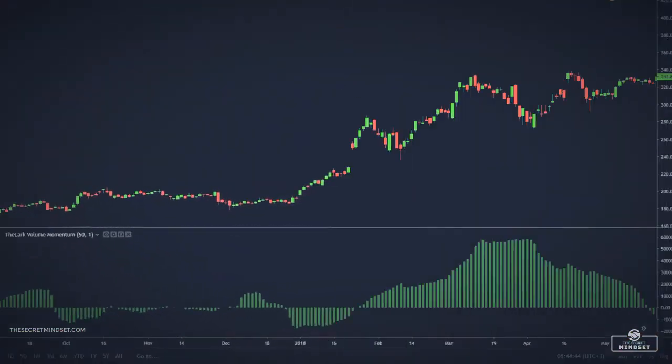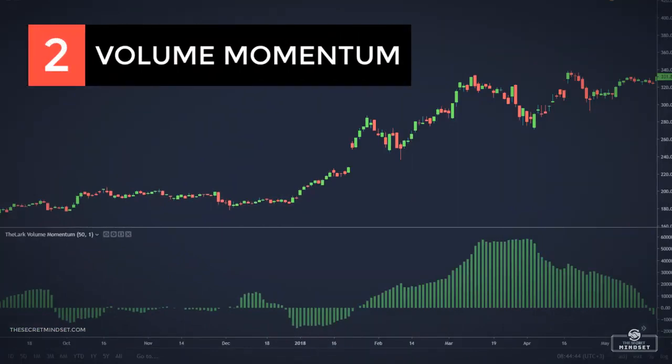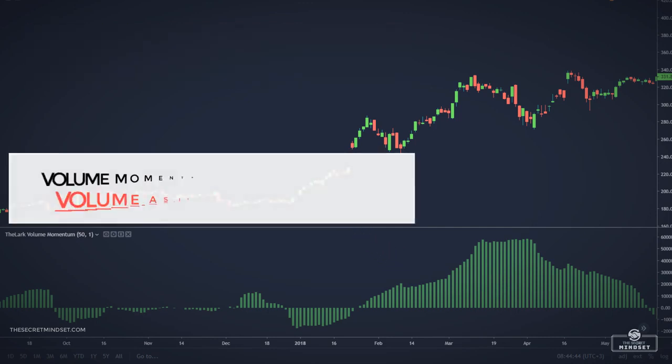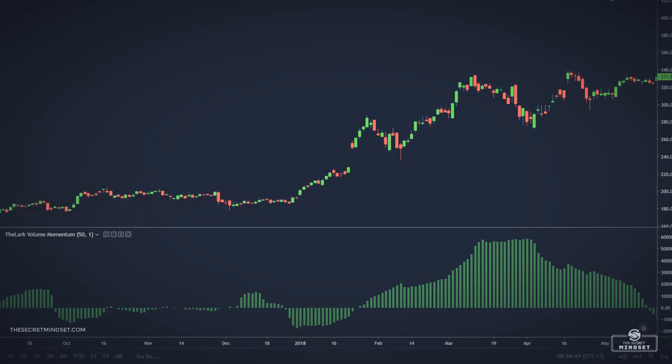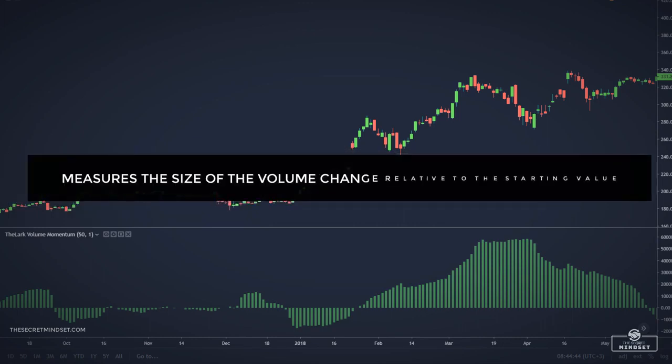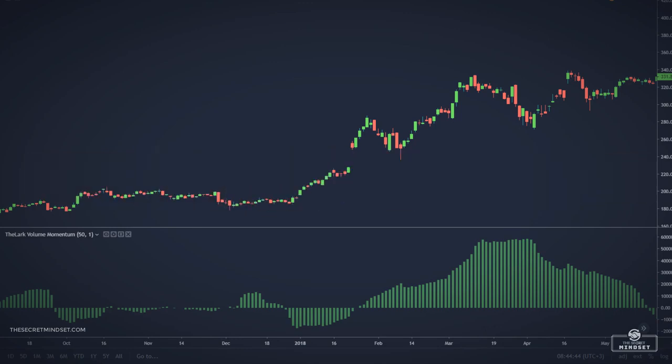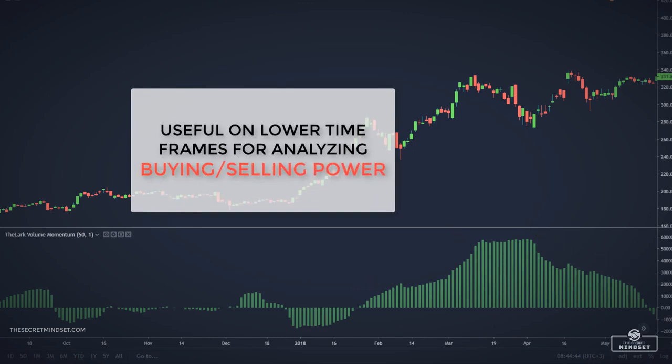Another useful indicator not known by many traders is the volume momentum. The volume momentum indicator treats volume as it would be price. For momentum, this means finding the change in volume over a specific time interval. Volume momentum basically measures the size of the volume change relative to the starting value. This indicator sorts the volume based on negative or positive closes. This indicator works in all time frames, but is quite strong in the smaller ones to notice buying or selling power taking place.